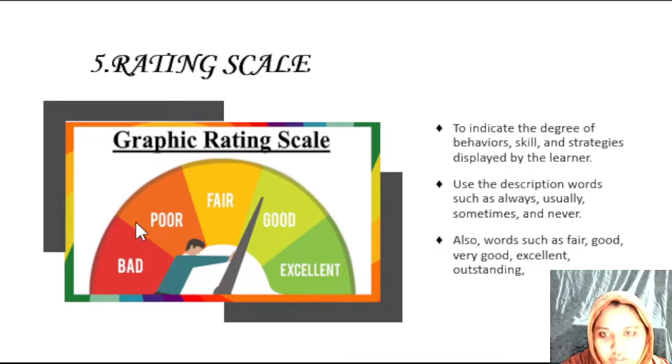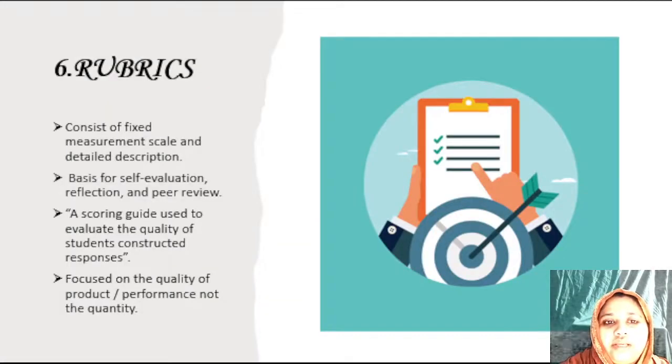Next one is rubrics. In educational terminology, a rubric means a scoring gauge used for evaluating the quality of students' constructed responses. They consist of a fixed measurement scale and detailed description of characteristics for each level of performance. This description focuses on the quality of the product or performance, not the quantity.